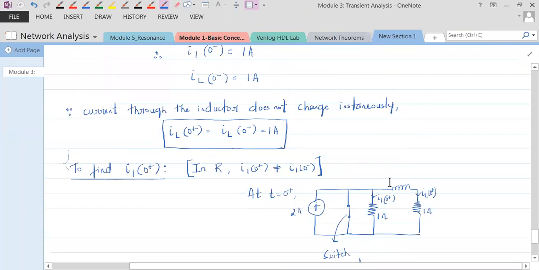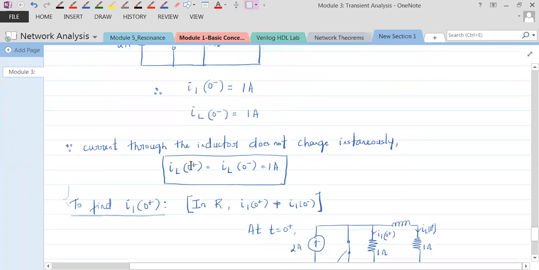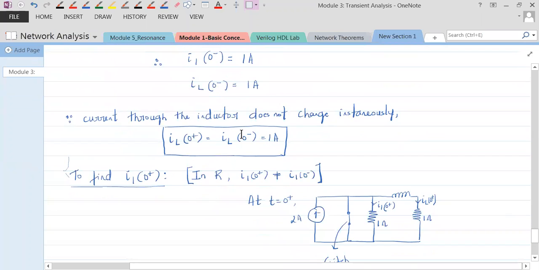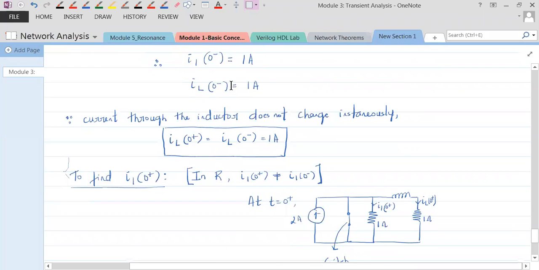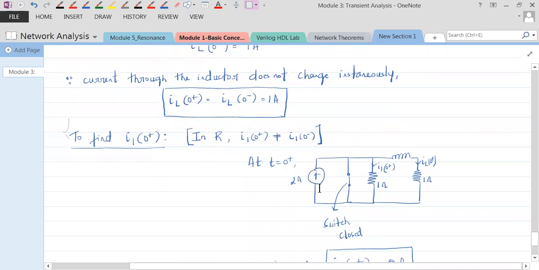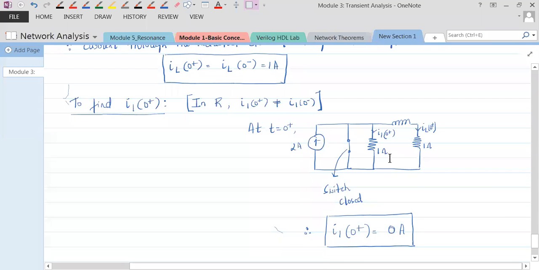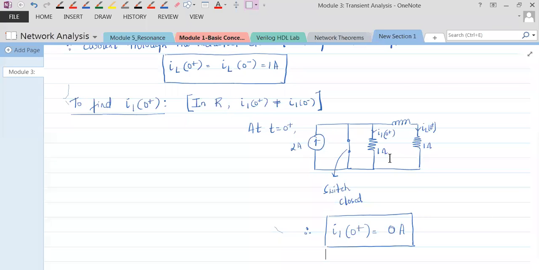Fine. So we have found out IL of 0 plus also. But to find out IL of 0 plus, finding out IL of 0 minus was sufficient. Understand? Okay. But I1 of 0 minus is the current through resistor, and current through resistor will change instantaneously. That means I1 of 0 minus would not be equal to I1 of 0 plus. That's why we had to find out I1 of 0 plus by writing the circuit diagram at t equal to 0 plus. Is everybody okay with that? Yes? Now, let's go with another problem now.